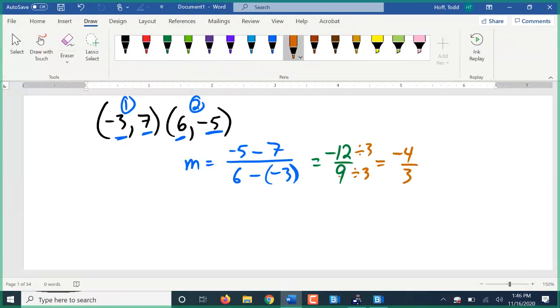Now remember, we warned, we never turn a slope into a mixed number. It'll always stay as an improper fraction. However, we can move the negative out front to make that a -4/3 slope. Or we could leave it with the top if we wanted to. It really doesn't matter which.